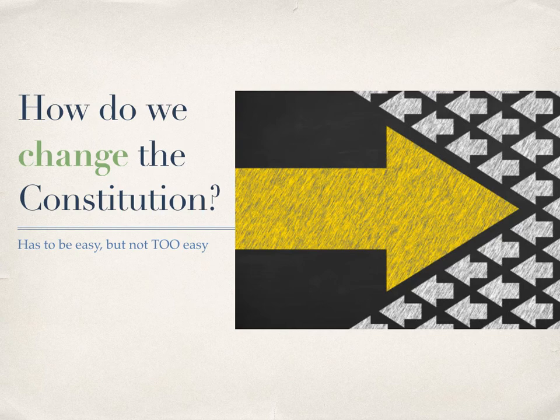How do we change the Constitution? When the Constitution was written, the framers wanted to have a way to amend or change the Constitution since they knew that not everyone would agree with the rules that they had decided upon for the rest of America's time. It had to be easy, but not too easy.